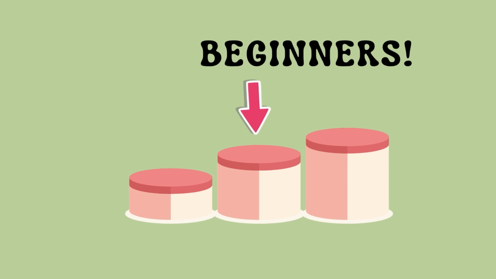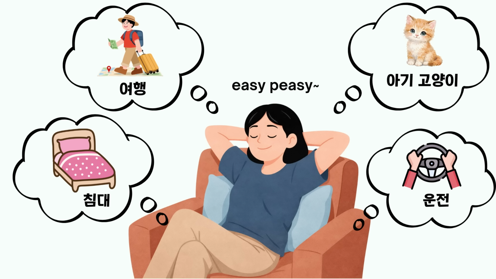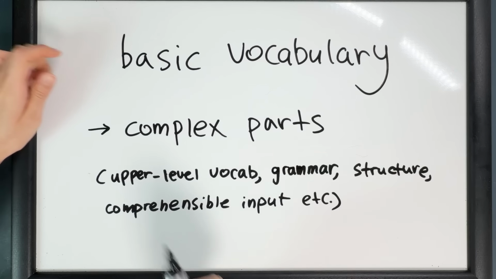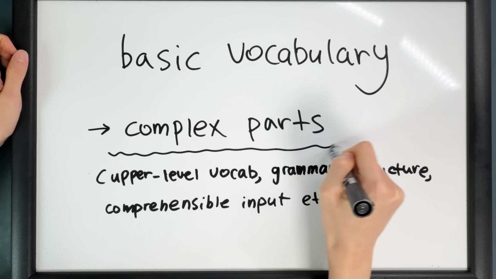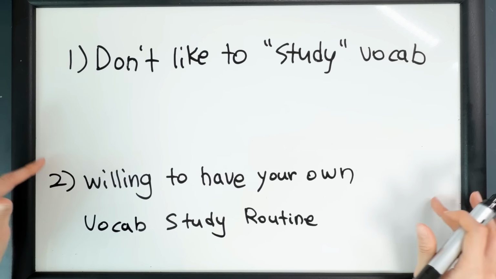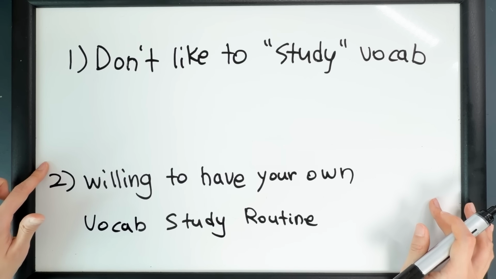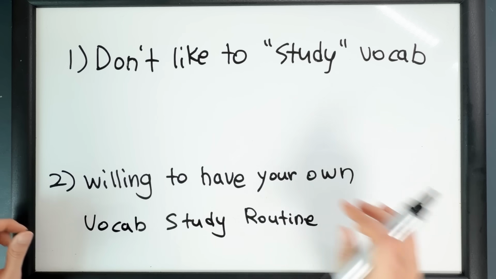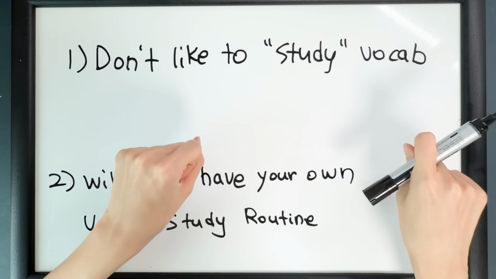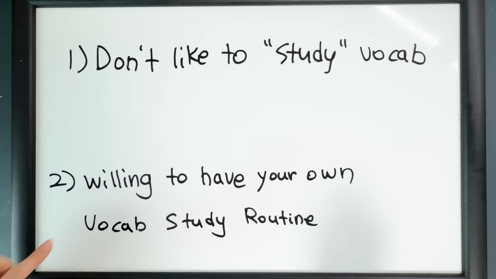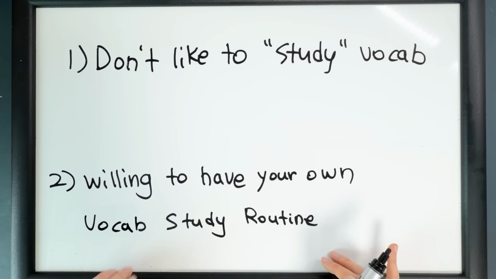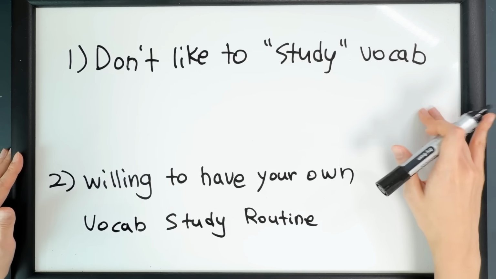Once you're able to associate a good number of Korean words with their meanings, you're now ready to move beyond basic vocabulary and into more complex parts of the language. For beginner stage, I'll divide it into 2 groups. So the first group is for learners who don't like to study vocabulary necessarily, and the second group is for learners who are willing to have their own vocab study routine. So let's start with the first group.